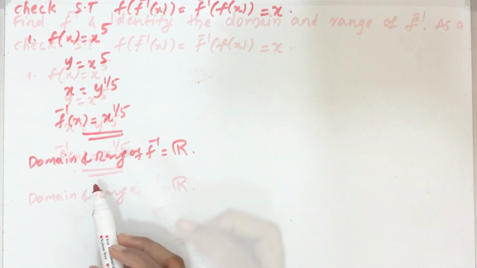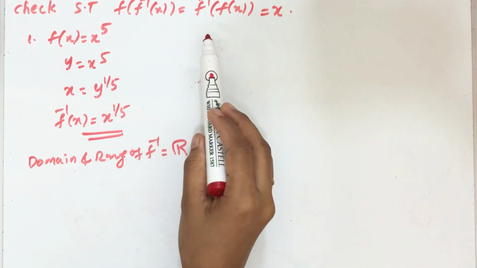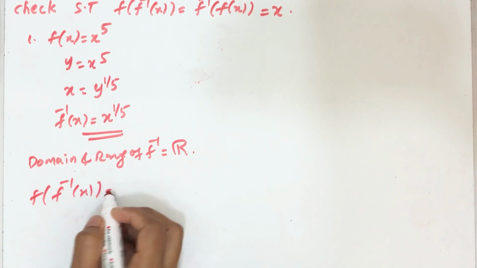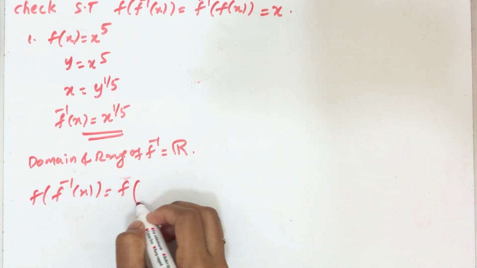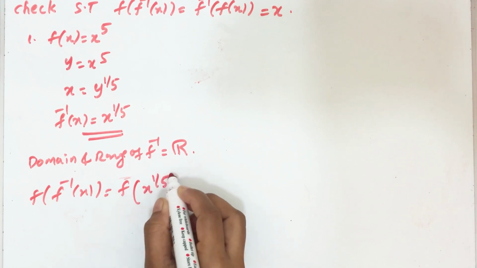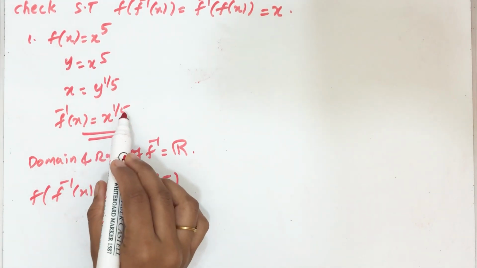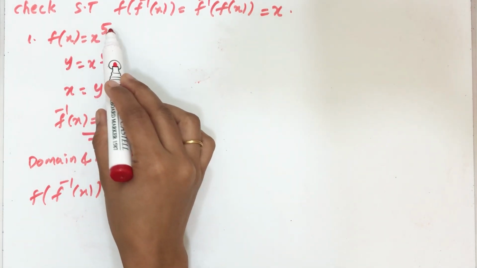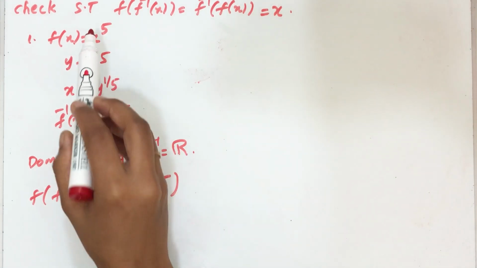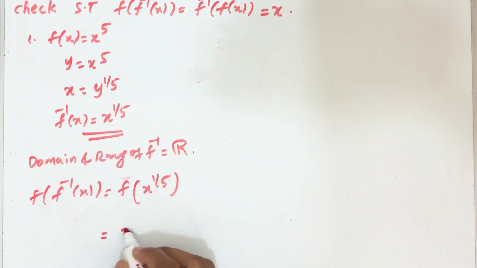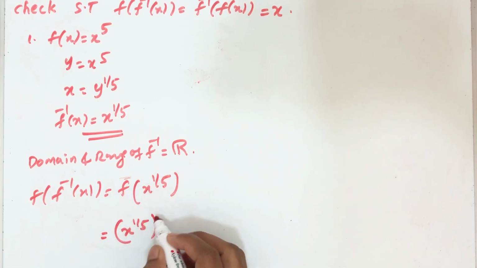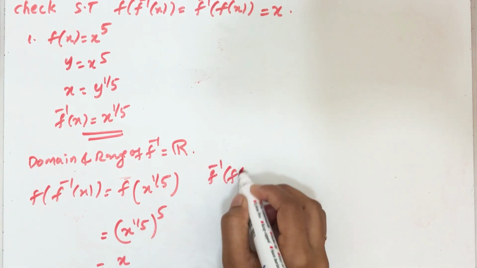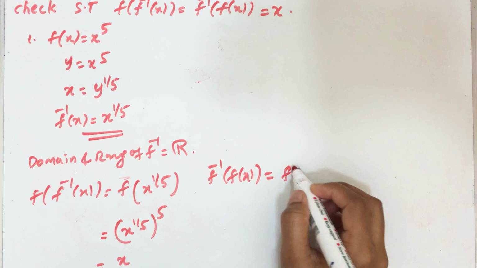No problem. Okay. Now we can check f of f inverse of x and f inverse of f of x. F of f inverse of x is x raised to 1 by 5. Instead of f inverse of x, we have x raised to 1 by 5. Now f of x raised to 1 by 5. F of x, we have x raised to 5. So f of x raised to 1 by 5 is, instead of x, put x raised to 1 by 5. That is x raised to 1 by 5 the whole raised to 5, which is equal to x. So this is true.